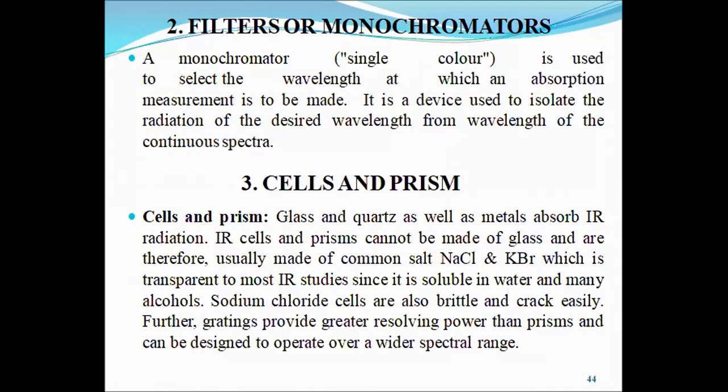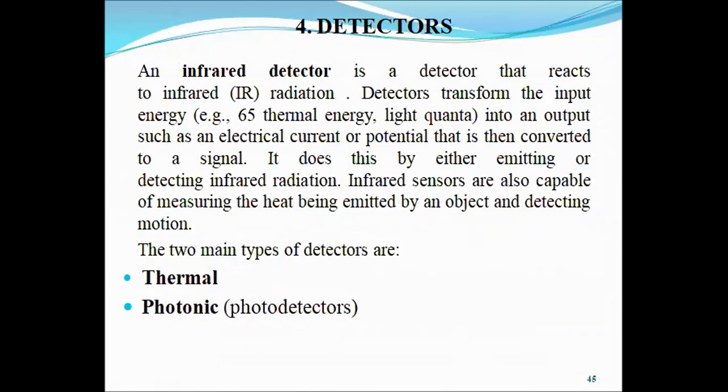So what to do then? They are usually made of common salt, NaCl or KBr, because these two, NaCl and KBr, won't absorb any infrared radiation. Sodium chloride cells are brittle and they crack easily. They have their own advantages and limitations. Further, the gratings provide greater resolving power than prism, so gratings can also be used instead of prism. So this was about the cells and prism.